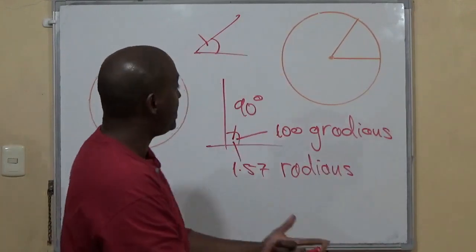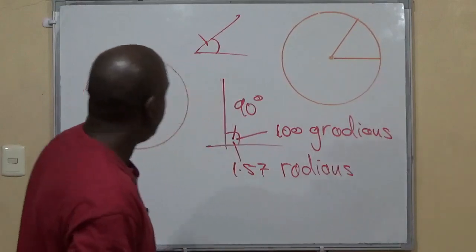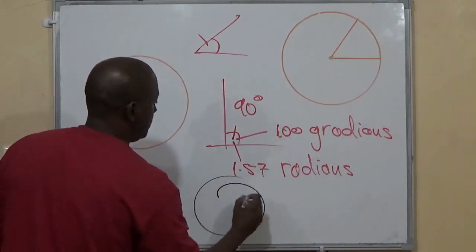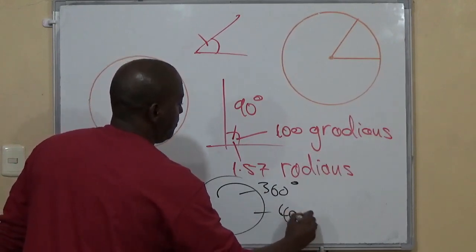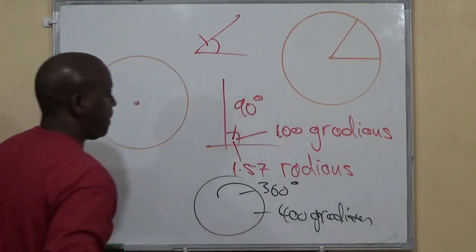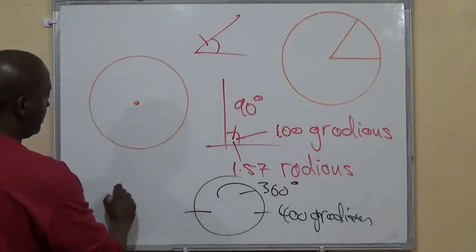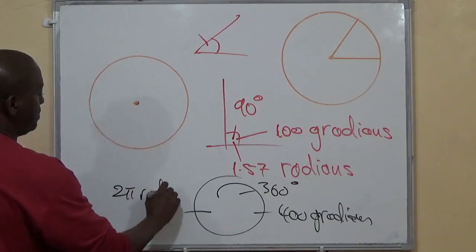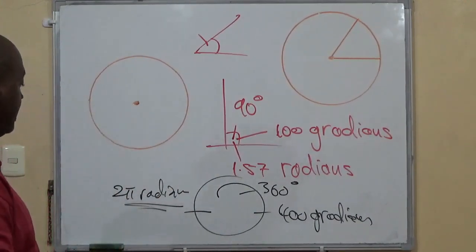So the same way you have 360 degrees in a circle, you have 400 gradients. And in terms of radians, you have what we refer to as 2 pi radians. We'll get to that in a little more detail a little later.